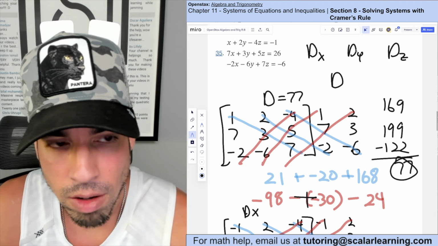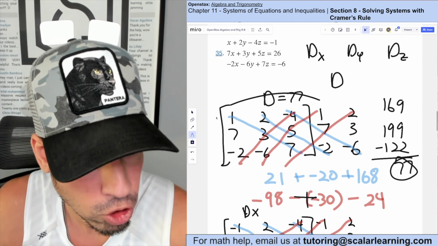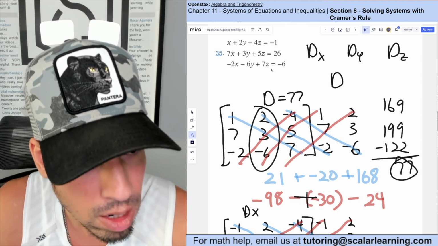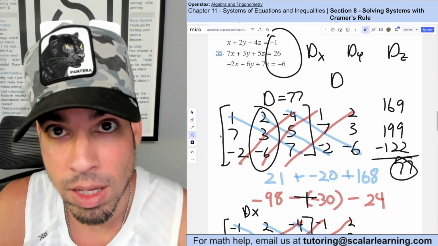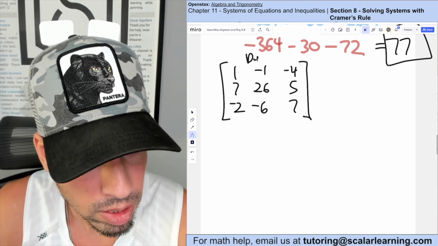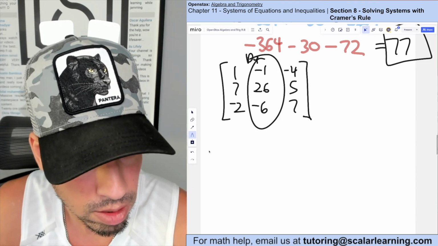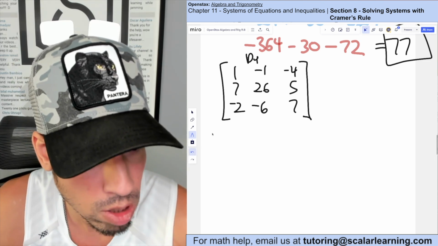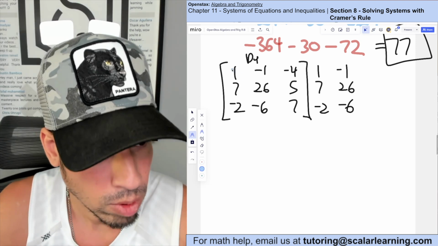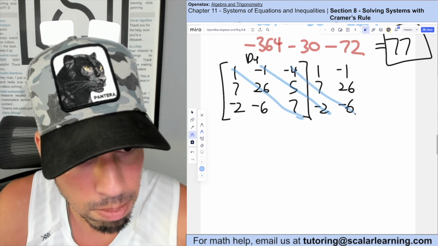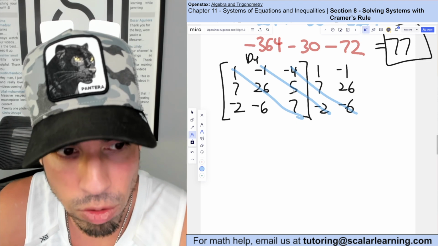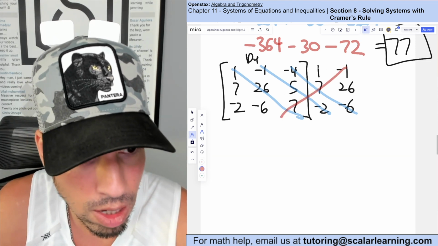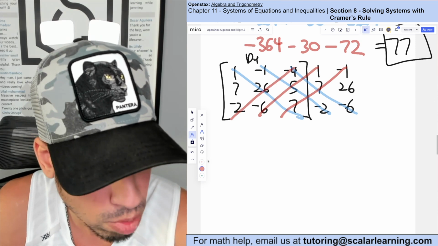Now to do d of y, we come back to the original matrix that we had here. And now what we're going to do is replace the y column with these constants. So let's write that out. So here we have the good setup for dy. And again, we've replaced this column with the constants on the right-hand side. And now we're going to repeat these two columns over here to get the determinant. And now we're going to multiply all of those products. Each of those three products, we're going to add them. And then we're going to minus this product and minus this product and minus this product. So let's write those out.